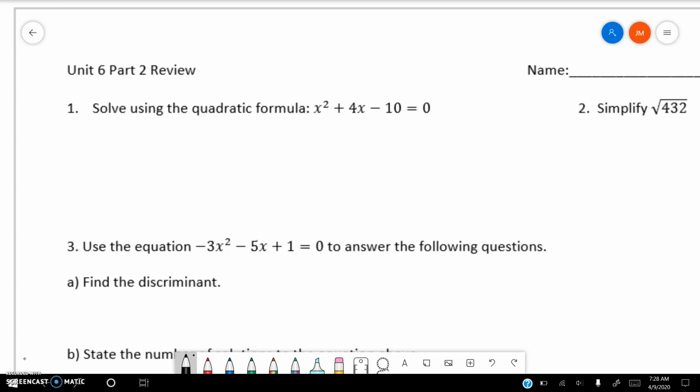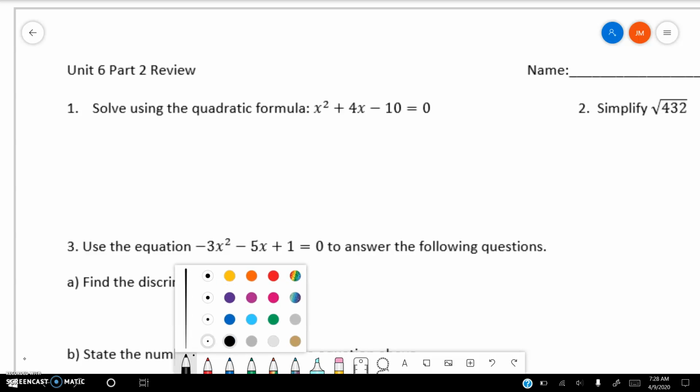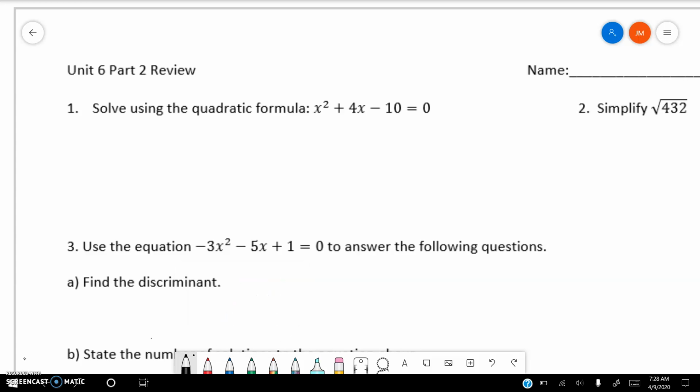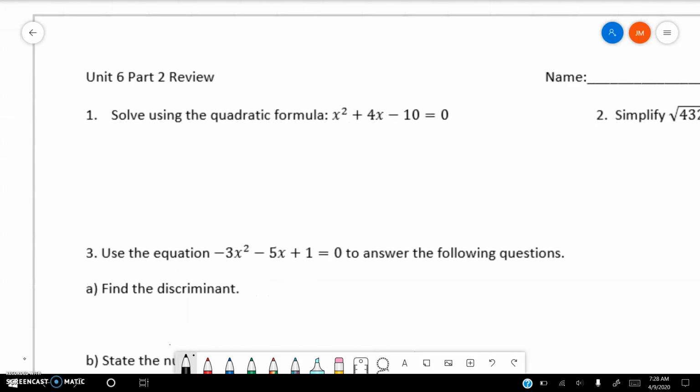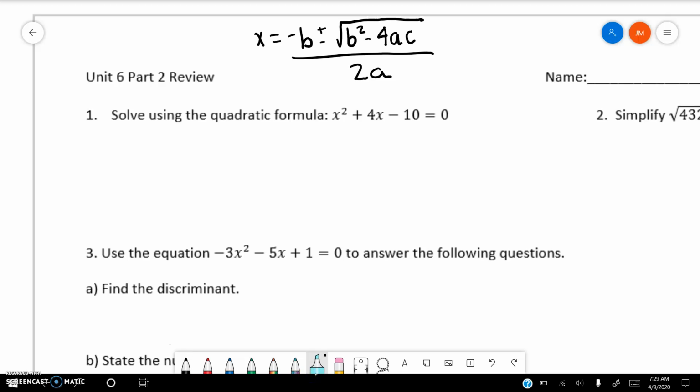Okay? So for number 1, we are using the quadratic formula. If you do not remember, the quadratic formula is x equals the opposite of b plus and minus the square root of b squared minus 4ac all over 2a. And remember, if it ever asks you to find the discriminant, you are just doing what's underneath the square root right there. So for number 1, we are going to start with that discriminant just because it makes it easier instead of plugging in a ton of numbers and trying to simplify.